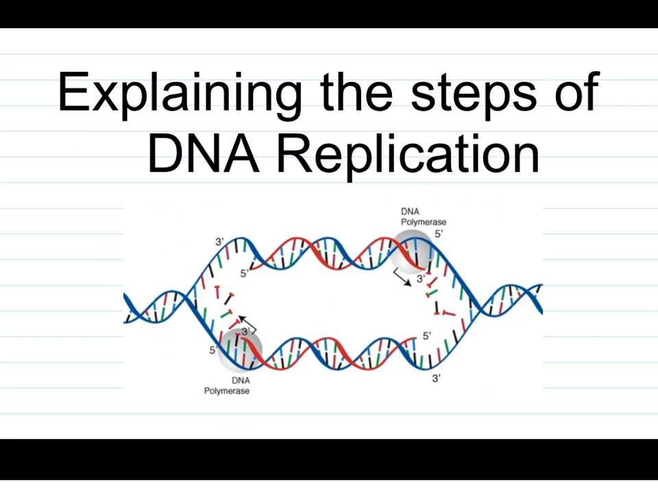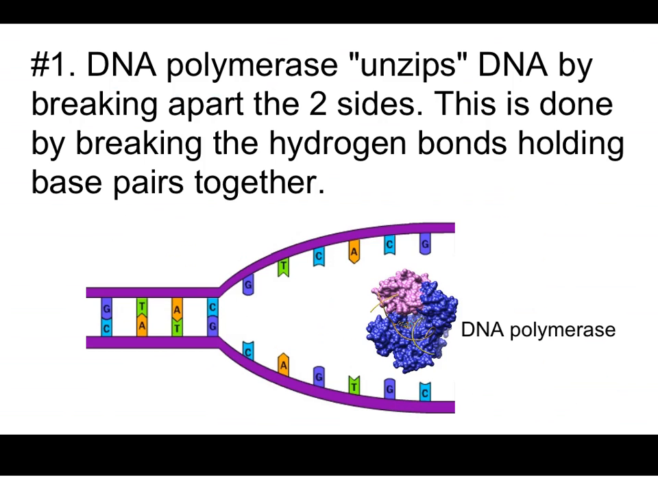Okay, so how does the whole process work? Well, replication essentially happens in three steps. Number one, DNA replication begins when DNA polymerase unzips the DNA by breaking the hydrogen bonds holding the chains of nucleotides together. This exposes the places where hydrogen bonds can be formed with new nucleotides.